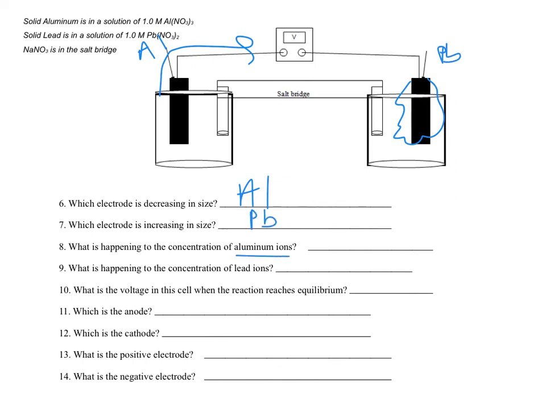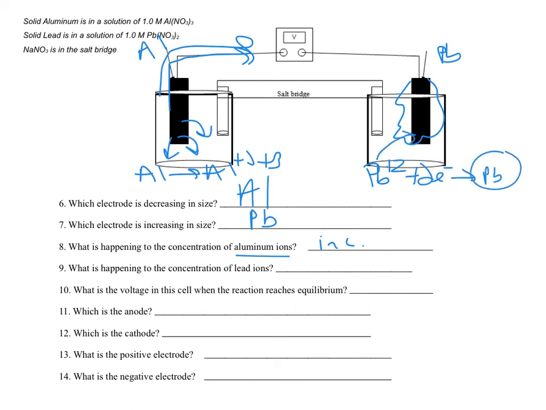What's happening to the concentration of aluminum ions? They're increasing as they fall off the electrode once those electrons have been lost. So remember, we started with solid aluminum, and then literally we're producing aluminum ions as electrons are lost. What's happening to the concentration of lead ions? Those lead 2+ ions are decreasing because they're literally becoming lead.